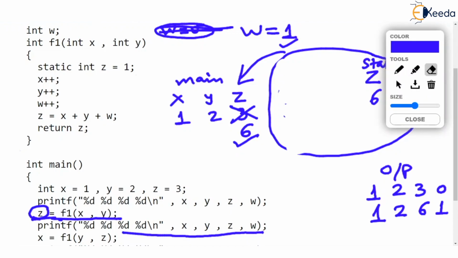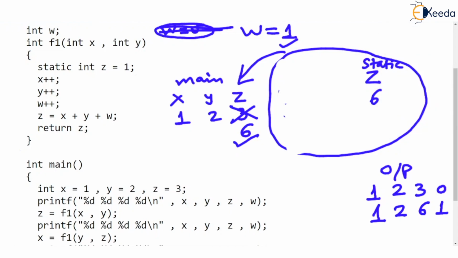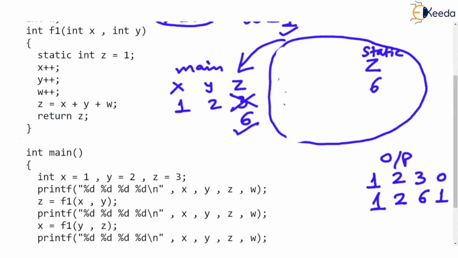Now, let's see the next line of main. There is one more call there, isn't it? So what will happen due to the next call? Here we go. This is the call. This says X should become equal to, of course, X of main. X should become equal to call to F1, pass the value of Y is 2, and pass the value of Z. Hello, listen, Z is 6 now.